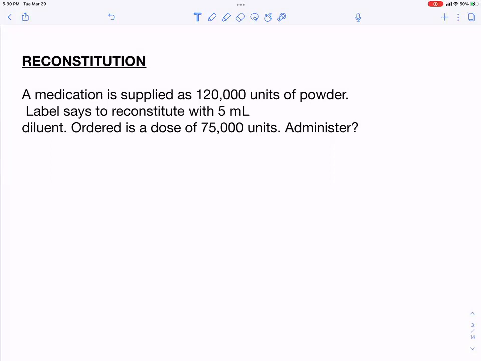Okay, this video is for Reconstitution. When a medication in a vial or in a bottle comes in a powdered form, we have to add a sterile liquid, saline or water, and that's called the diluent. When we add that diluent to the powder, it's called reconstitution. The process changes the powder form to a liquid form. These types of medications tell you what and how much to reconstitute with.